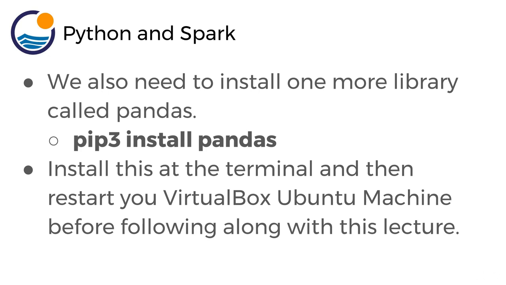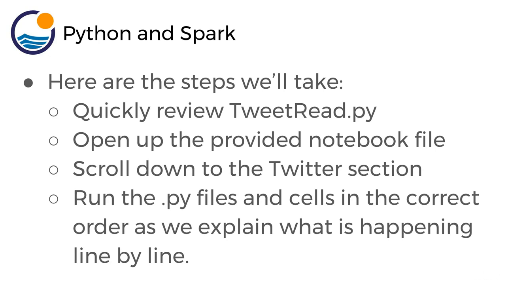And then you're ready to follow along with this particular lecture. Okay, so here are the overall steps we're going to take. We're going to quickly review the tweetread.py file, and we'll actually change the port on it just to review how you can change the port in case you get an error of port already in use. Then you're going to open up the provided notebook file, and you're going to scroll all the way down to the Twitter section. You're not going to run all the cells in it. And then we'll run the .py file and the cells in the correct order as we explain what's happening line by line. And in that notebook, there's two instances where it says you can run tweetread.py.